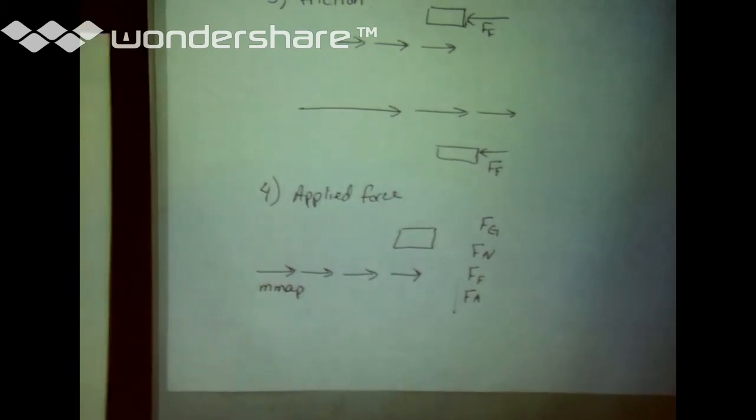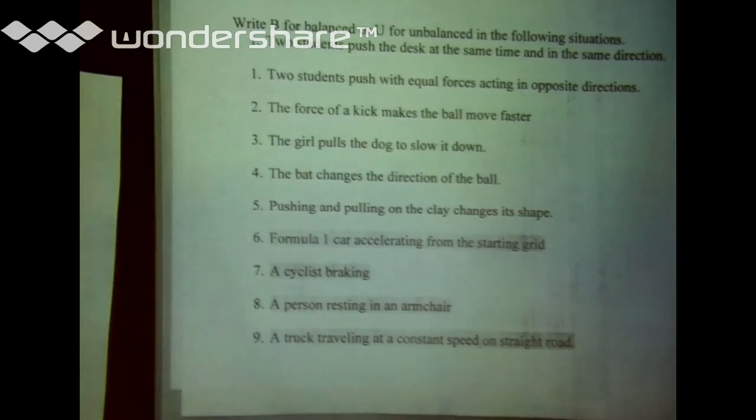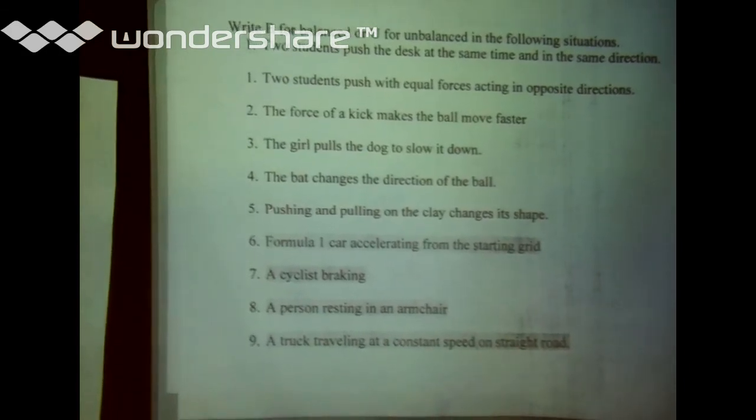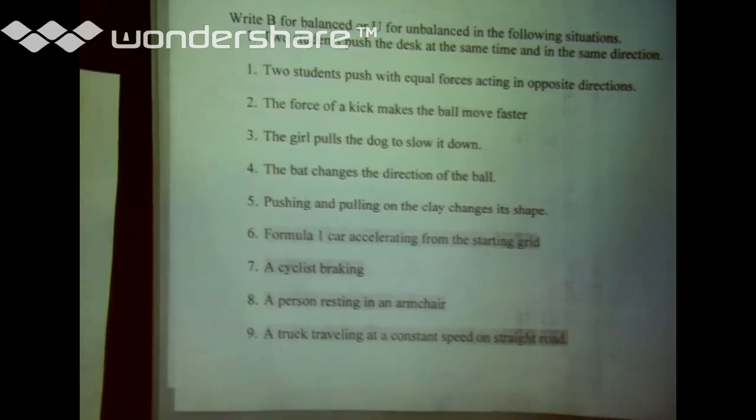Then at the bottom of the last page there, you have balanced or unbalanced. Just write a B or a U in those situations showing whether the forces are balanced or unbalanced. Bring this tomorrow to class completed.